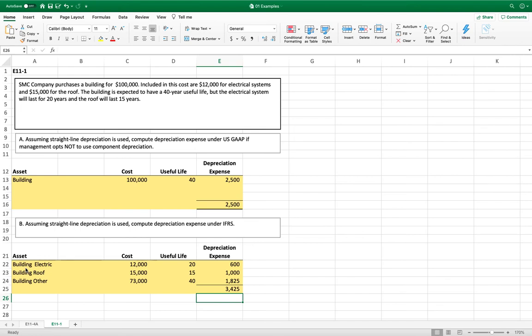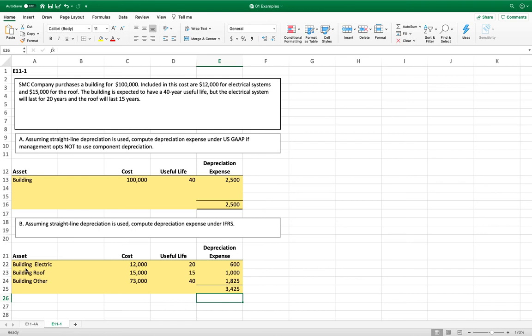Then finally, we have another stakeholder group, the auditors. The auditors are a tricky one because what they really should be interested in is verifiability. Which one of these is easier to audit and be confident in their results? Again, the auditors might prefer not requiring component depreciation because that's going to be the easiest thing to verify. All right, I bought this building for $100,000.